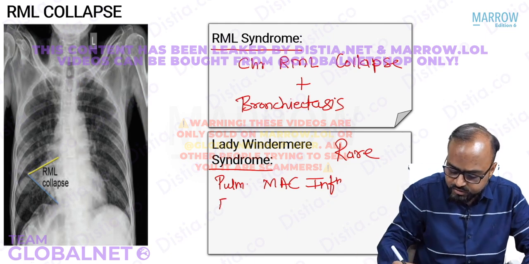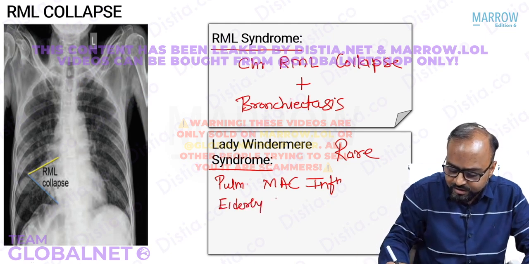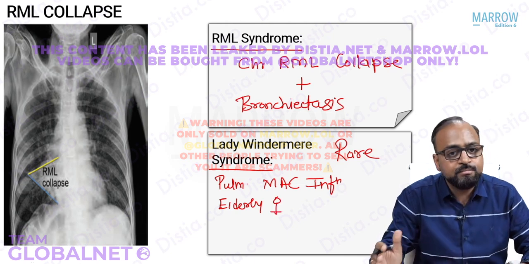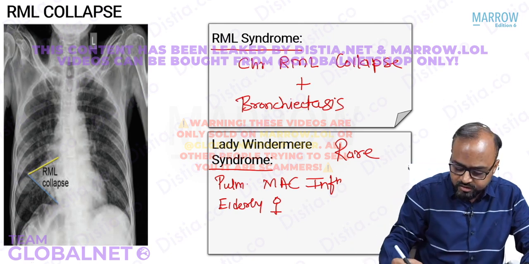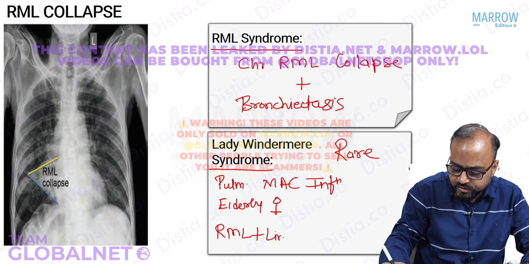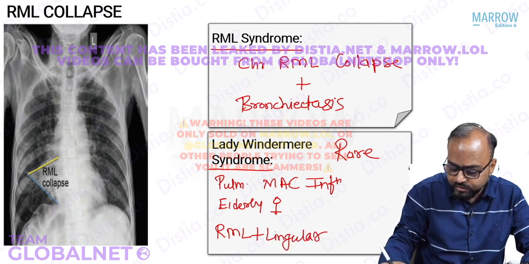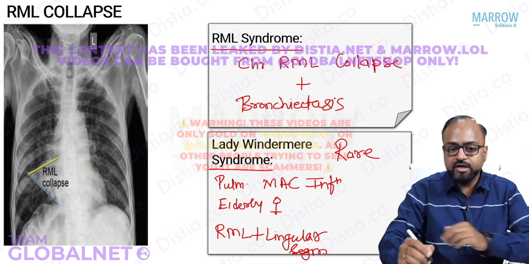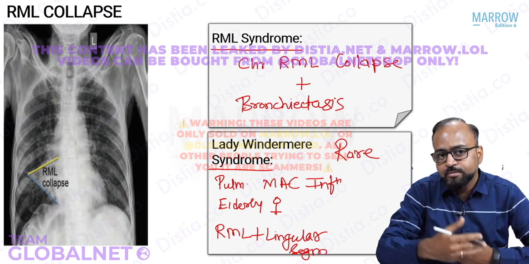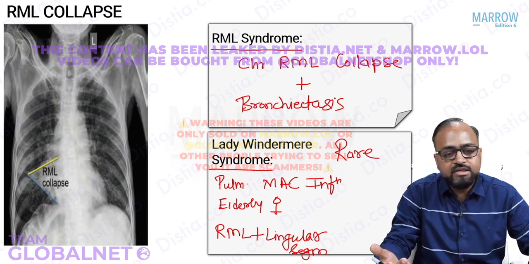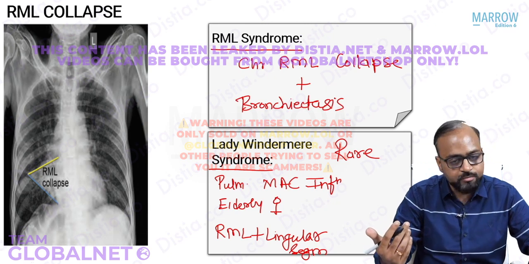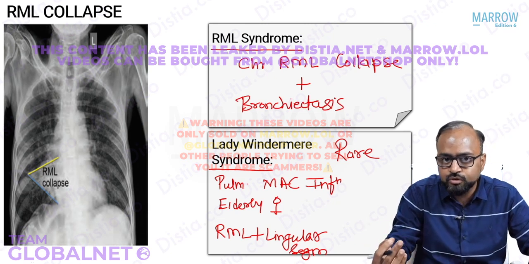It is usually seen in elderly females who suppress their cough for long standing periods, and this basically gives rise to involvement of the right middle lobe and the lingular segment. So it is rare. It is a pulmonary Mycobacterium avium complex infection seen in elderly females, affecting mainly the right middle lobe and lingular segment. This is called Lady Windermere syndrome. So these are two named entities I want you to know.